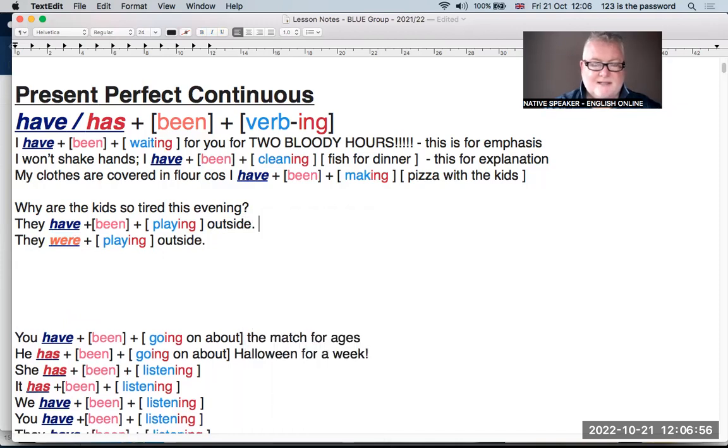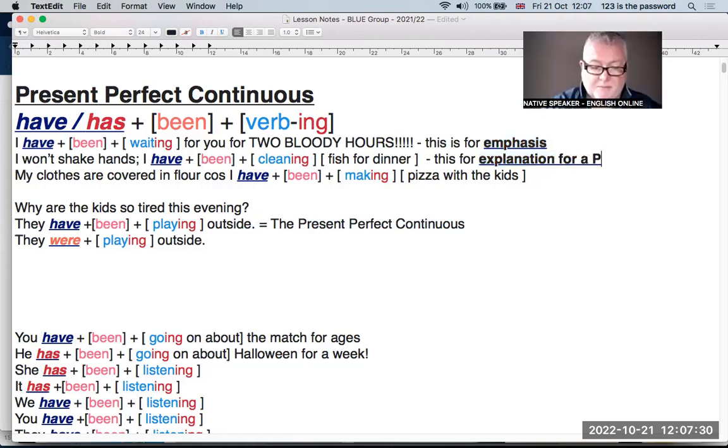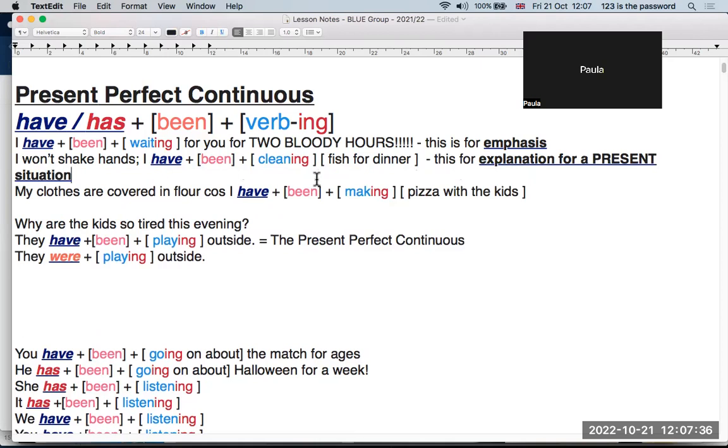Which tense is this, Paula? The difference. Are you asking for the difference? What's the name of the tense first? Oh, the present perfect continuous. Continuous. Also, the first is like for emphasis. Maybe, or explanation. The two key words here are emphasis and explanation. But the other is, Paula, like a fact, but very important for a present situation.